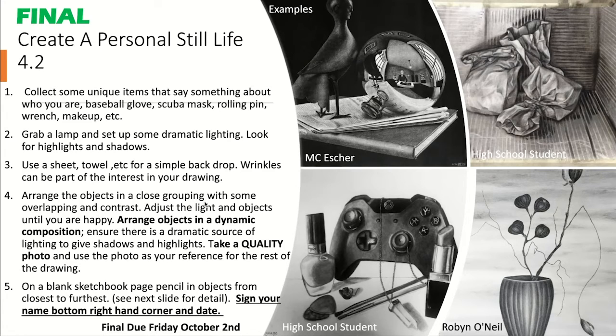Arrange the objects in a close grouping with some overlapping and contrast. Adjust the light and objects until you are happy. Arrange objects in a dynamic composition. Ensure there is a dramatic source of lighting to give shadows and highlights. Take a quality photo and use the photo as your reference for the rest of the drawing. This is just for you, this photo.